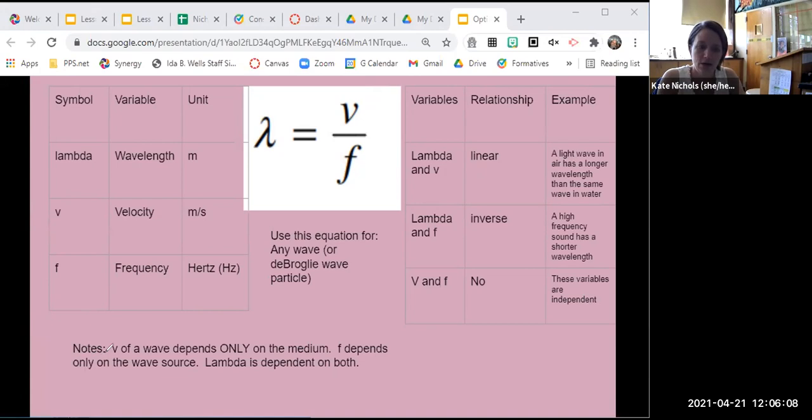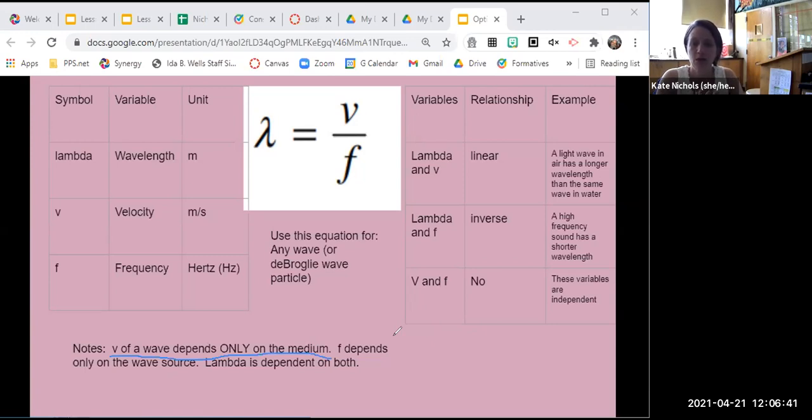But the key thing, and this is down here in the notes, is the velocity of the wave depends only on the medium. So that spacing based on velocity is only going to change if the wave is moving from one medium to another through a medium boundary. The velocity of a typical wave does not change as it moves through space, and it doesn't depend on the frequency or the amplitude or anything else. It only depends on the thing that we're moving in. And when we shift mediums abruptly, the wavelength is going to change as well in a linear fashion. So higher velocity, higher wavelength.